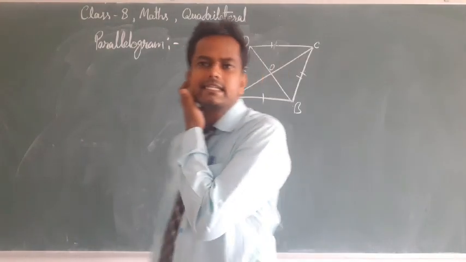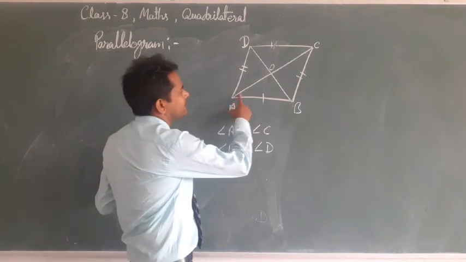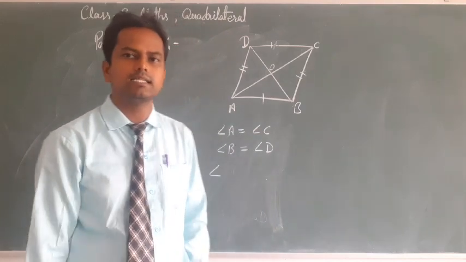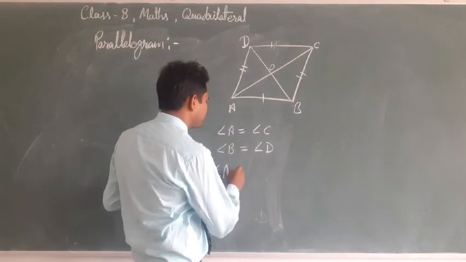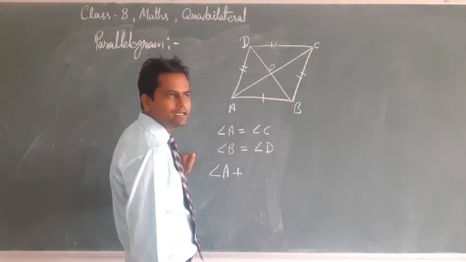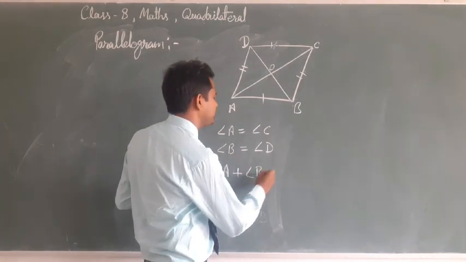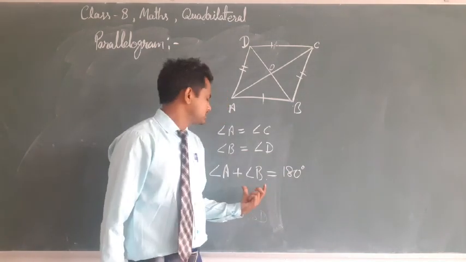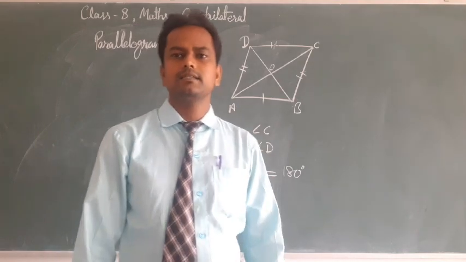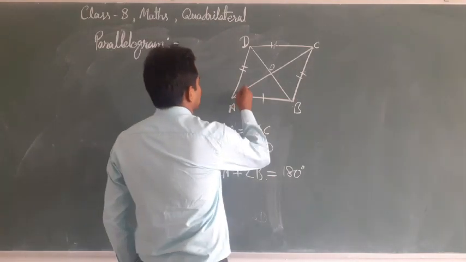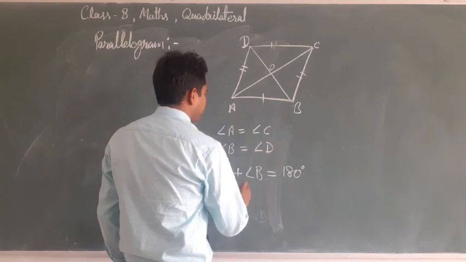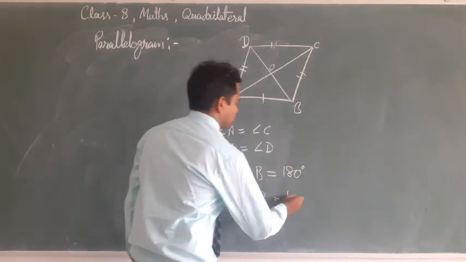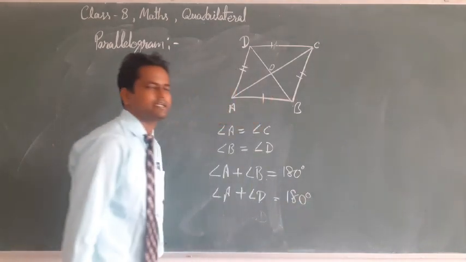And what about the adjacent angles? It means angle A and angle B. Adjacent angles are supplementary. What does it mean? It means if you add adjacent angles, angle A plus angle B will be 180 degrees. The sum of adjacent angles is supplementary. Angle A plus angle D, this is a pair of adjacent angles, will also be equal to 180 degrees.